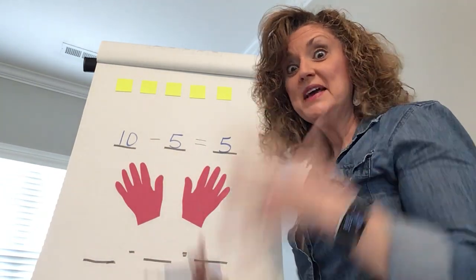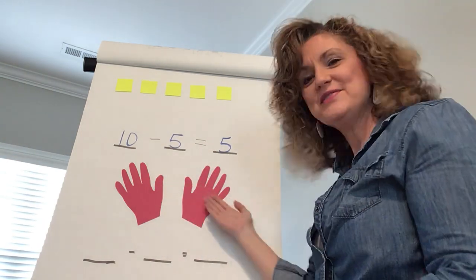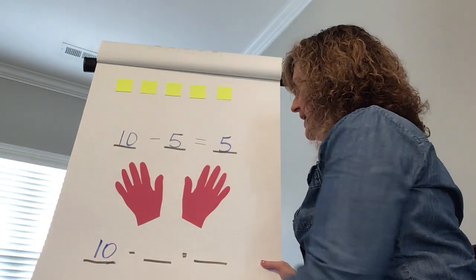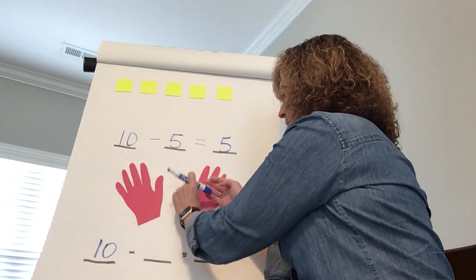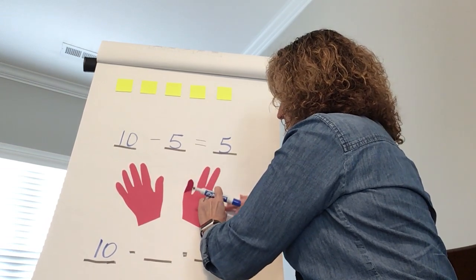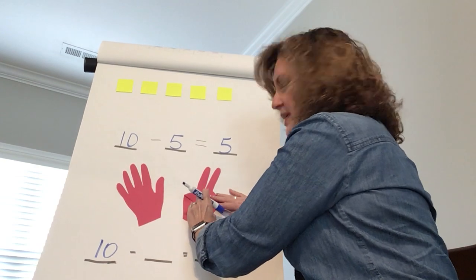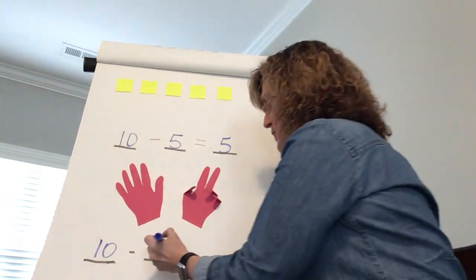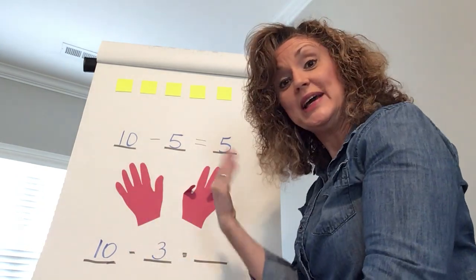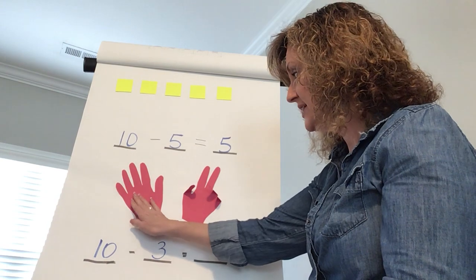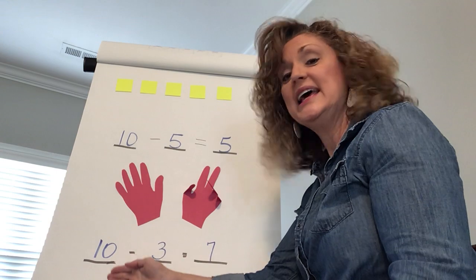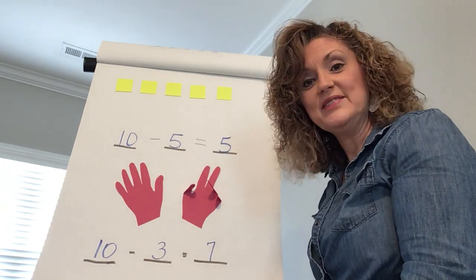Something else you can use, your 10 fingers. So if I have 10 fingers here, and I want to take away 1, 2, 3. So I've put 3 of my fingers down. How many fingers do I have left? Well, I know there's 5 fingers on one hand, so I can count on from 5. 5, 6, 7. 10 minus 3 equals 7.